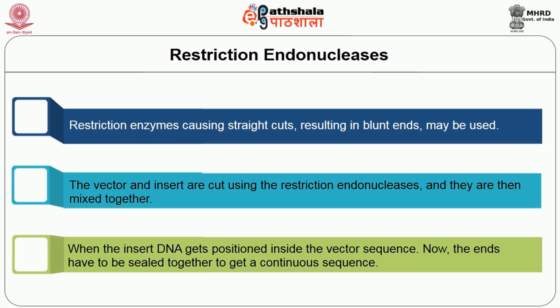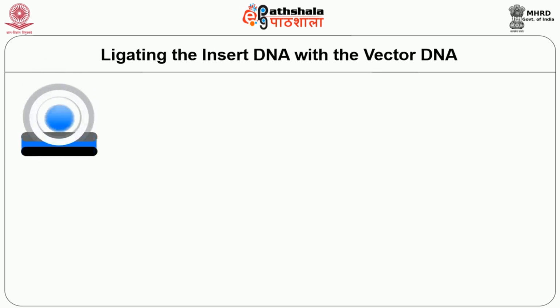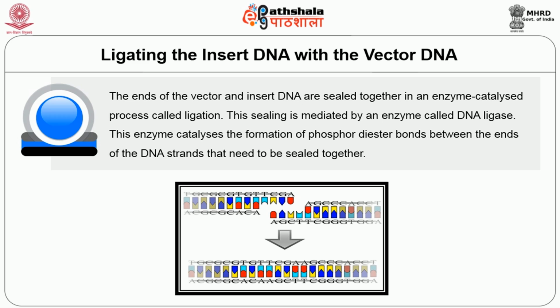Now, the ends have to be sealed together to get a continuous sequence. This is called ligating the insert DNA with the vector DNA. That is, the ends of the vector and the insert DNA are sealed together in an enzyme catalyzed process called ligation. This sealing is mediated by an enzyme called DNA ligase. The process is represented in this figure.